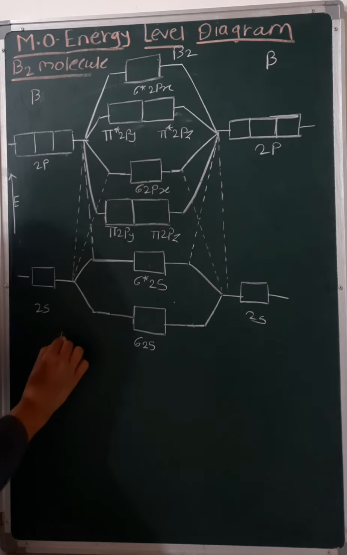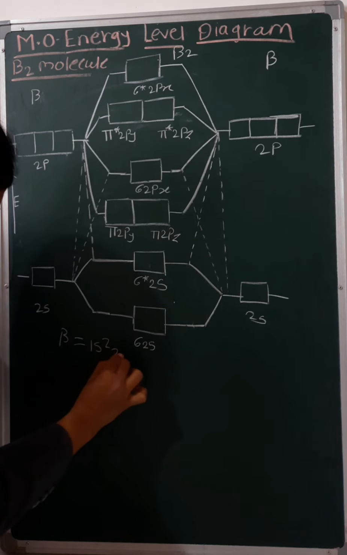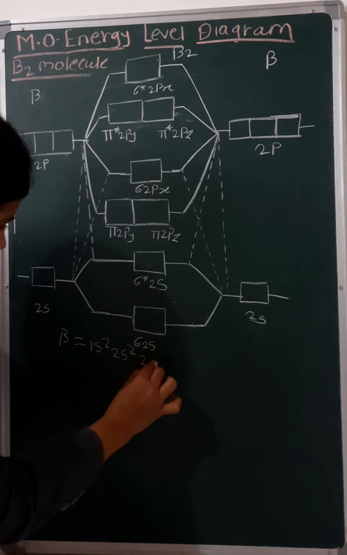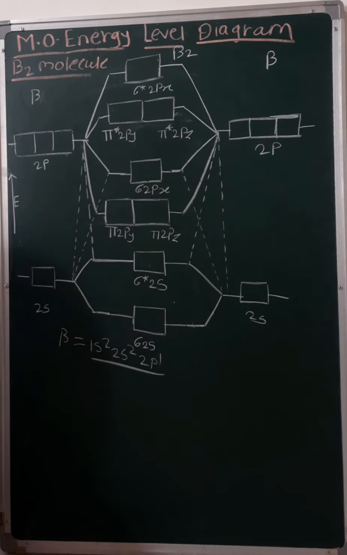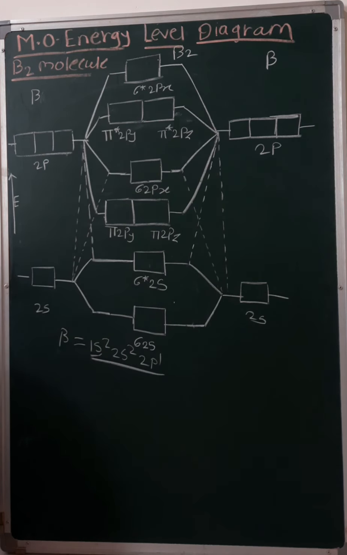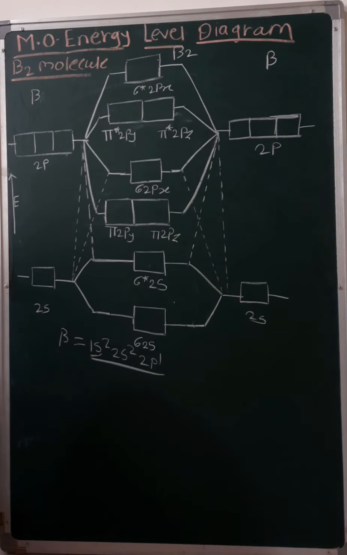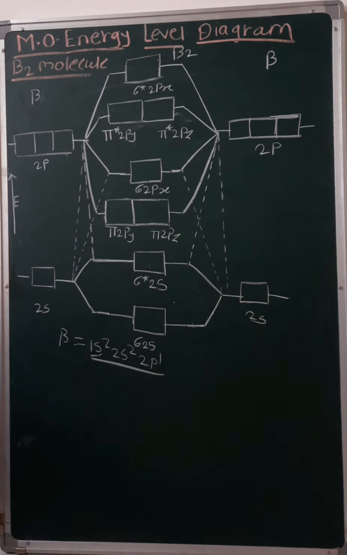We know that boron has the electronic configuration 1s2, 2s2 and 2p1, that means a total of 5 electrons are present. The 1s orbital is lower in energy, so it remains as a non-bonding orbital. That means these electrons do not participate in the formation of bonding molecular orbitals. Having low energy, they remain non-bonding electrons.